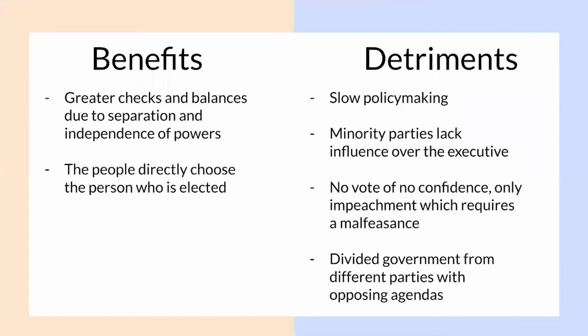Benefits include greater checks and balances due to separation and independence of powers, and the people directly choose the person who is elected. Detriments include slow policymaking, minority parties lacking influence over the executive, no vote of no confidence, and only having impeachment, which requires wrongdoing from the president himself or herself, or waiting for the election after his or her term has ended. Moreover, a divided government might be the cause of slow policymaking because different parties with opposing agendas are working together.